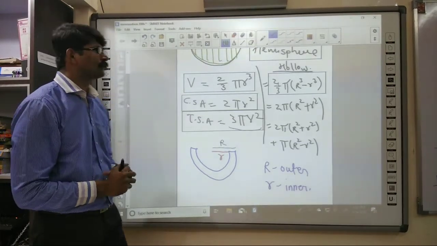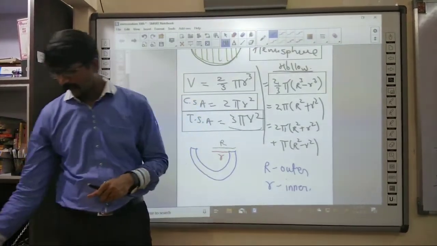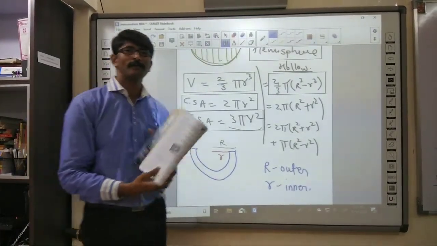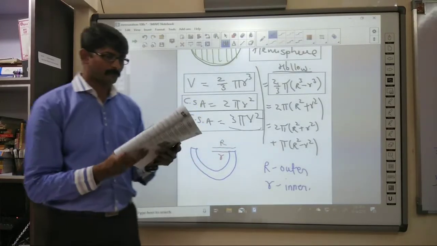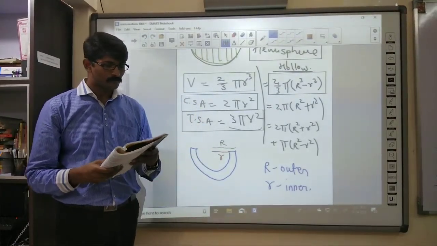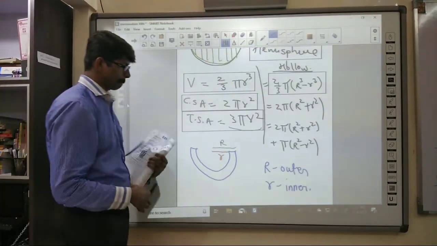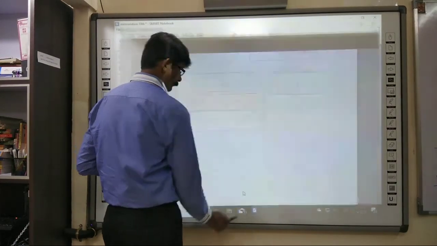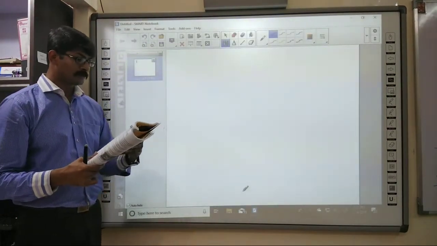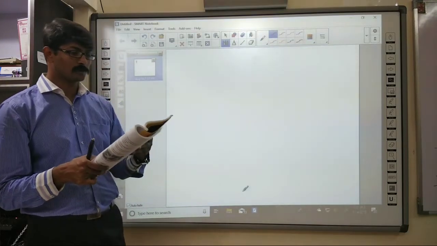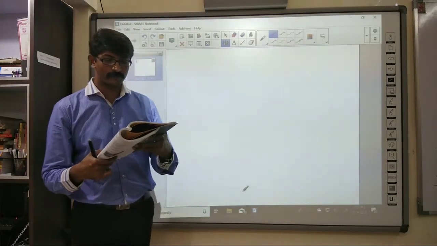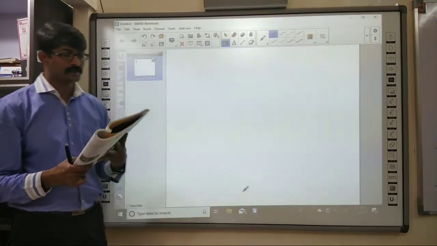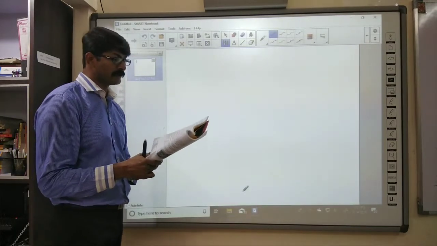Now let's start solving with the examples. I have already posted this worksheet on your group. I hope this worksheet is there with you while solving these sums. So let's see. The first sum is: the radius and the slant height of a cone are in the ratio of 4:7 and its curved surface area is 792 centimeters square. Find its radius.